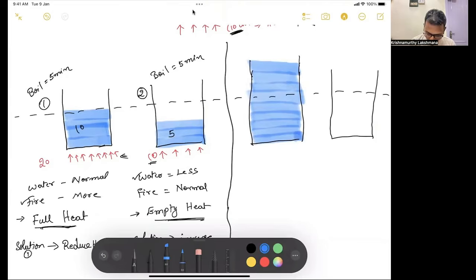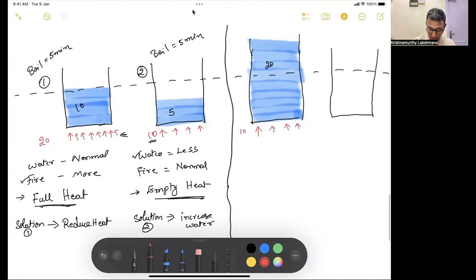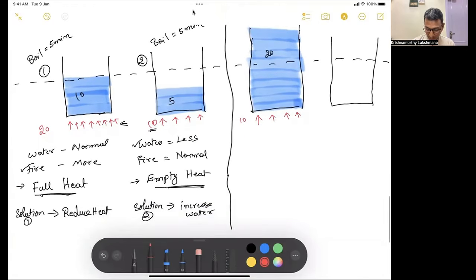Okay. And keep the fire. So water is 20 units. And we will keep the fire the same, 10 units. Okay. So now what is happening here? Water is more and fire is normal.